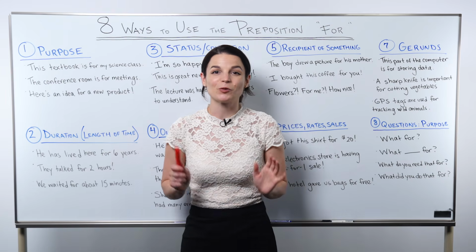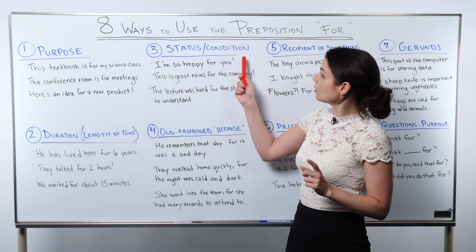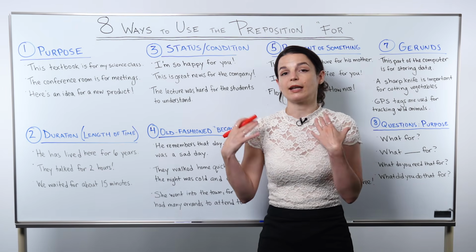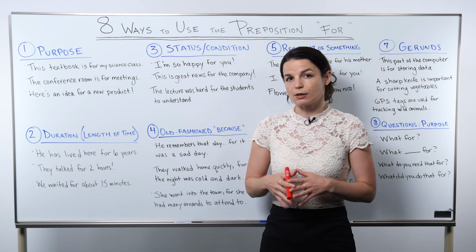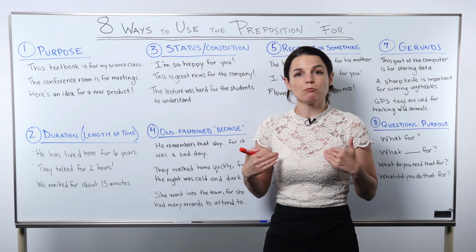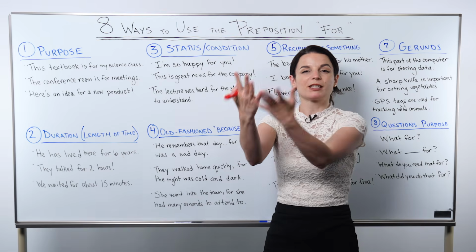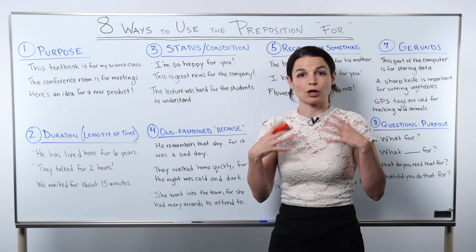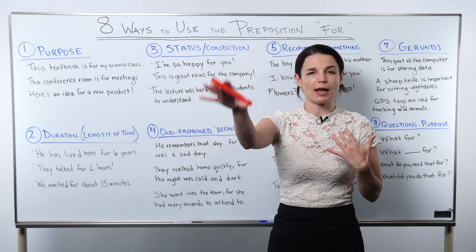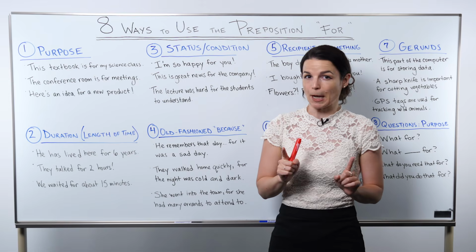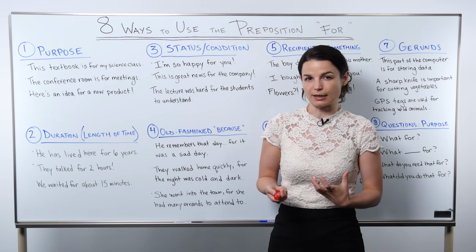So let's continue to the next use of for. The next use of for, number 3, describes a status or a condition. We use this for a lot when we want to like express an emotion that we feel, but for someone else. So sometimes we feel happy or sad or excited about someone else's news, and we use for to express that. So let's break down these example sentences.